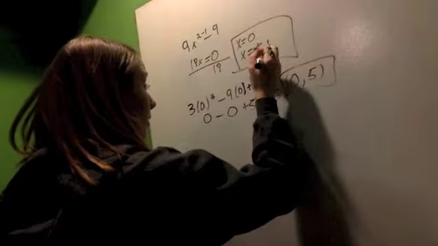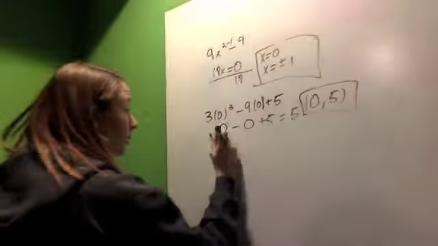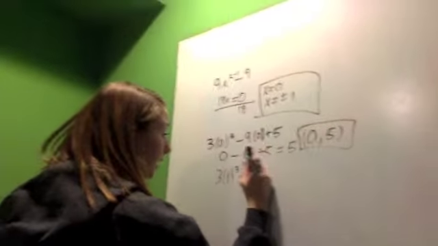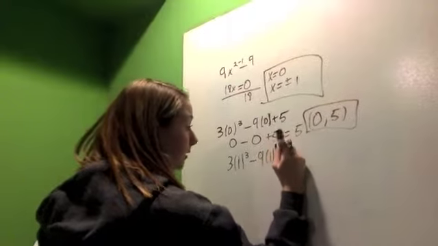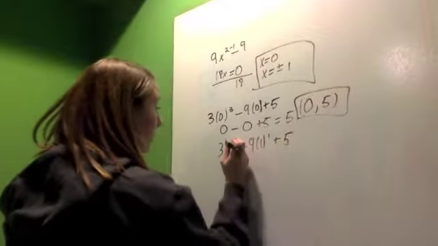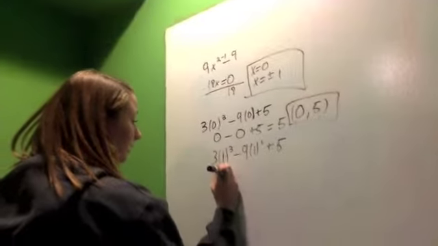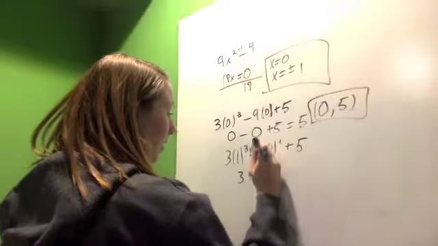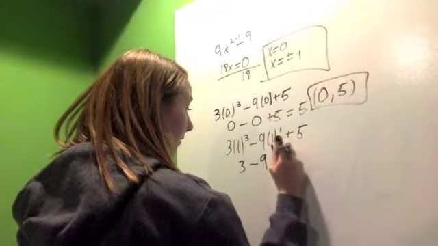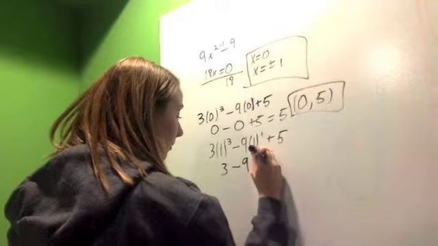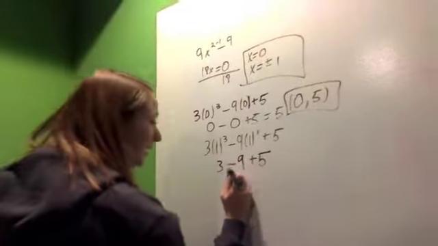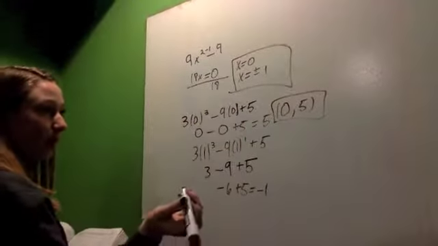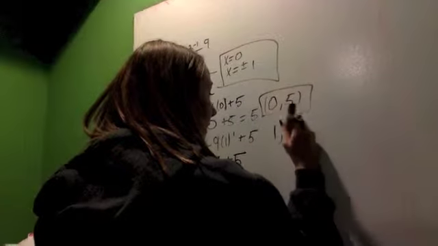And then you plug positive 1 in. So it's 3 times 1 to the third minus 9 times 1 to the first plus 5. So 1 to the third is 1 times 3 is 3. 1 to the first power is 1 times 9 is 9, plus 5. So 3 minus 9, negative 6 plus 5 equals negative 1. So your point there would be 1, negative 1.